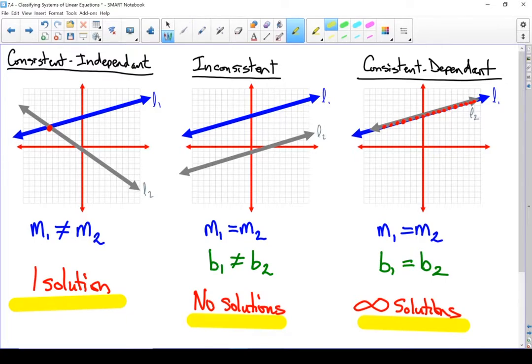So a quick little blurb about the naming of these systems. If it's got the term consistent in it, it means there's going to be at least one solution. Someplace, those two lines will touch. And the inconsistent system, those two lines never touch. There's no solution. And independent, I've got two separate lines. Whereas dependent, I've essentially got the same line twice.